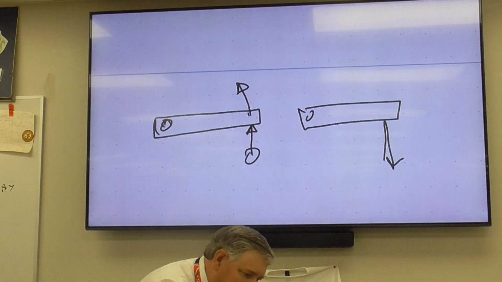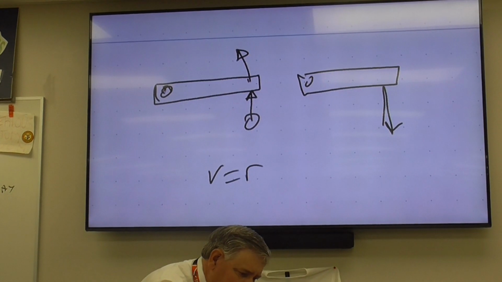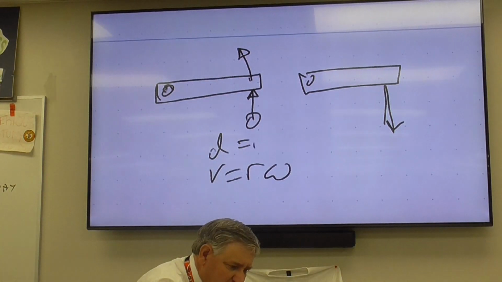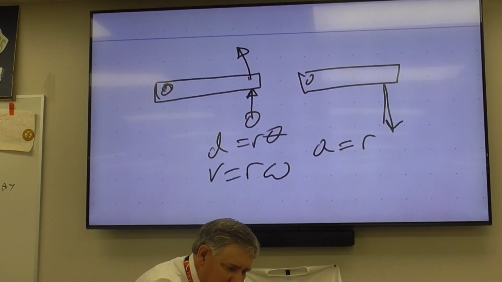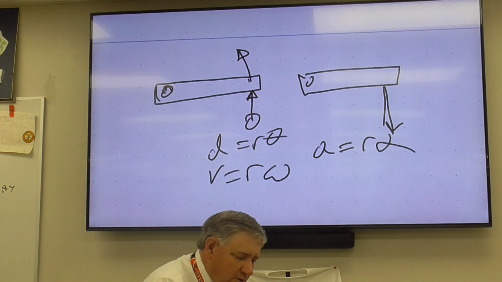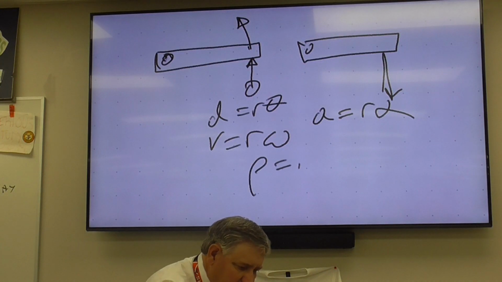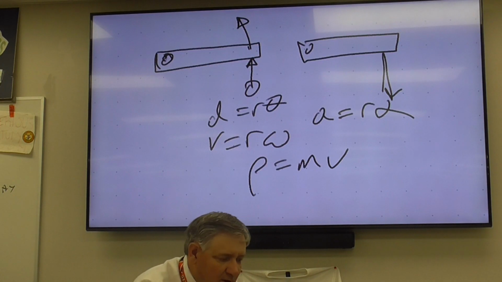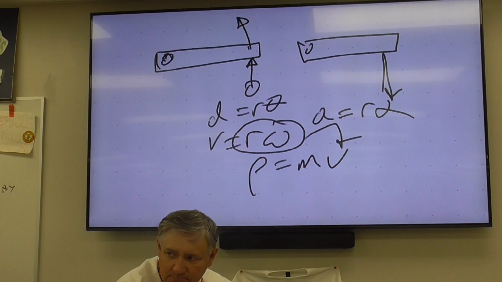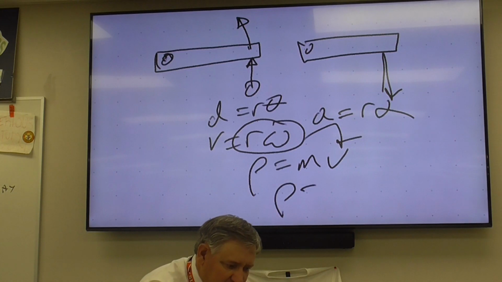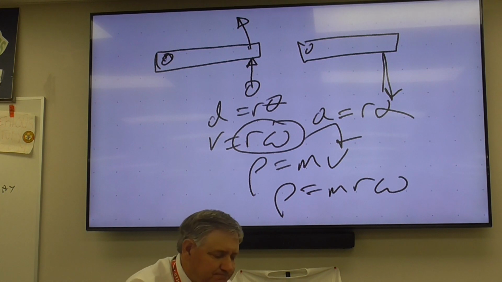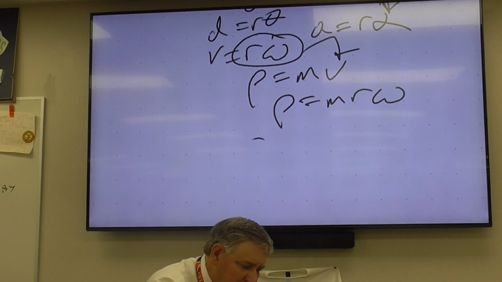Absolutely. Now, you know v equals r omega, right? And you know d equals r theta and a equals r alpha. So, if you look at momentum equaling mass times velocity, could I put in r omega into here? So could I write that as m times r omega?